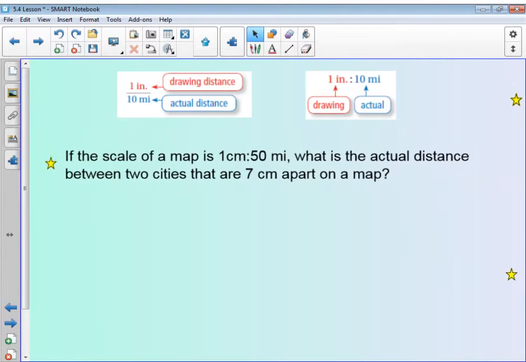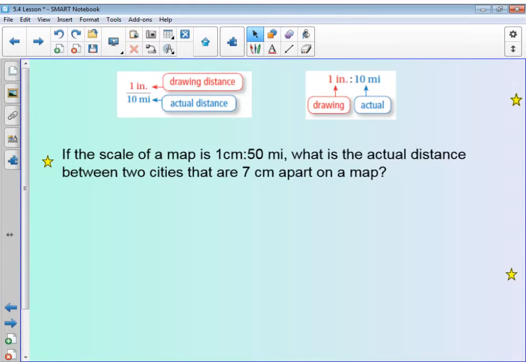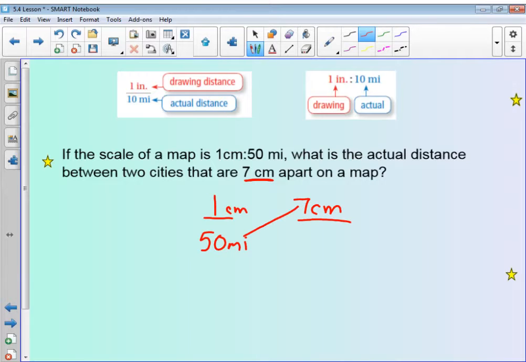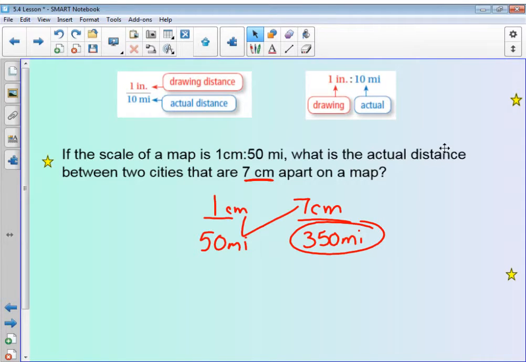Okay, so here's another situation. It says if the scale of a map is 1 centimeter to 50 miles, so 1 to 50 if you like to see it as a fraction, which I prefer, what is the actual distance between the two cities that are 7 centimeters apart? So 7 centimeters, where's our centimeters? Well, that's our scale drawing, that's the top. We're going to cross multiply, divide, so 7 times 50 gives me 350, divided by 1 is still 350 miles. So two cities on a map that are 7 centimeters apart means they're 350 miles apart in actual life.